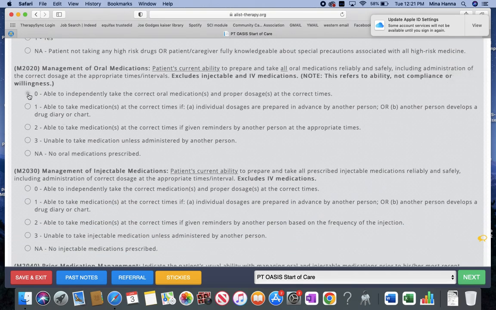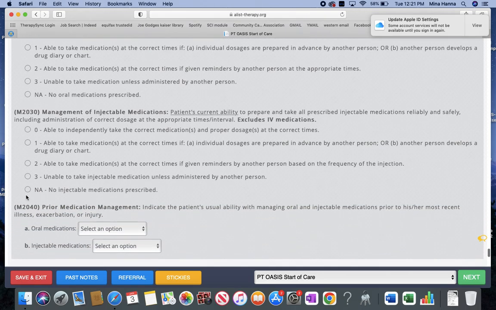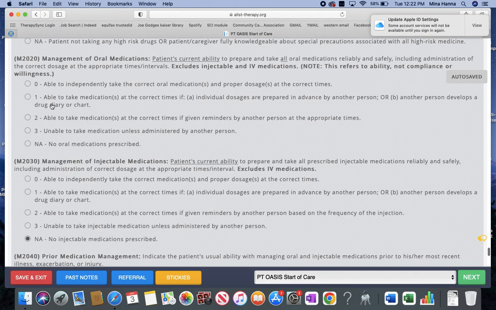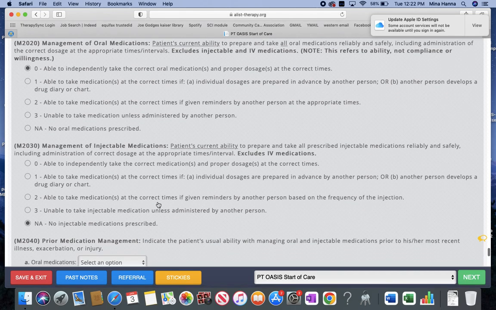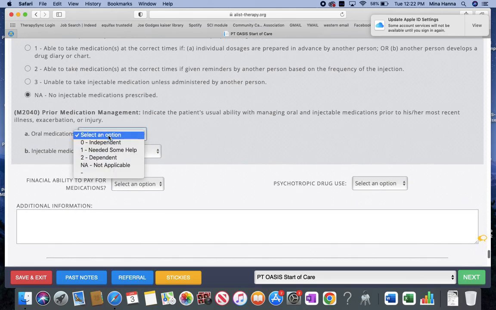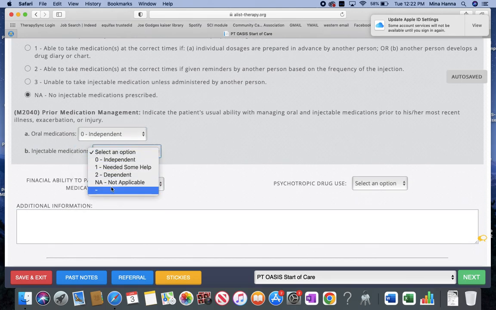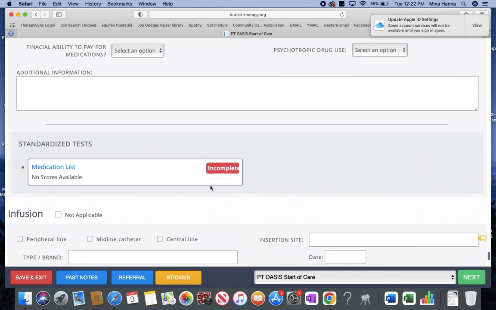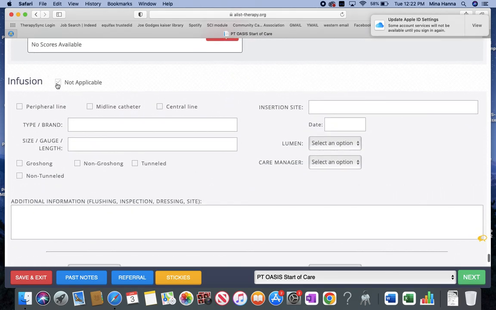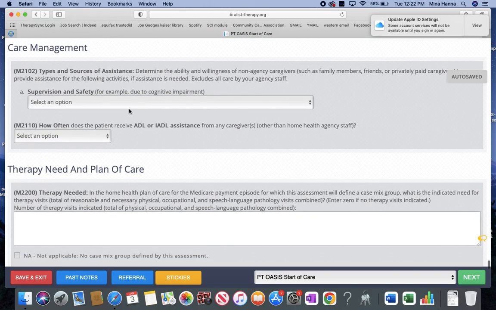Can the patient take medications appropriately? Yeah, patient's fine. What about injectable? Well, there's no injectable medication, so I'm going to put no injectable medication prescribed. But for oral, I can put he's able to take it just fine. Oral medication, he's independent. Injectable, he doesn't have any, so it's not applicable. And infusion therapy, I'm just going to put non-applicable. I can close that whole menu.